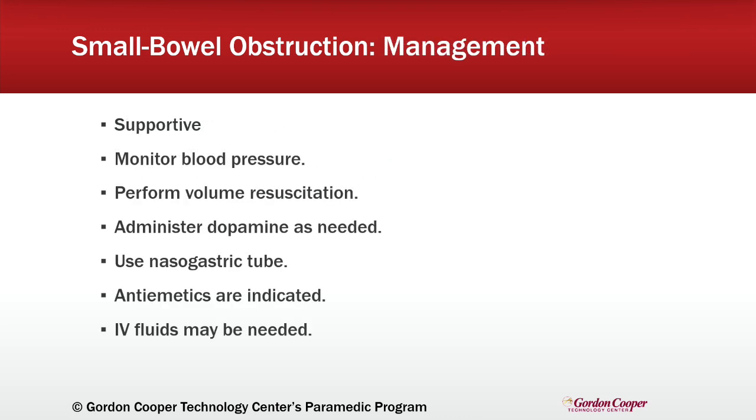Our care for these patients is primarily going to be supportive, as it is with most GI patients, but we're going to focus on sepsis because the concern is that the bowel ruptures and leads to peritonitis and sepsis. So monitor blood pressure and, of course, perform volume resuscitation as needed. Dopamine might be considered if the patient develops a severe case of septic shock. We may need to place an NG tube to decompress the stomach. Antiemetics may be necessary. And of course, we're going to provide fluids as necessary for those patients that need it.